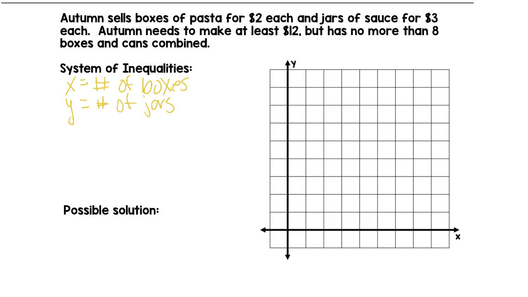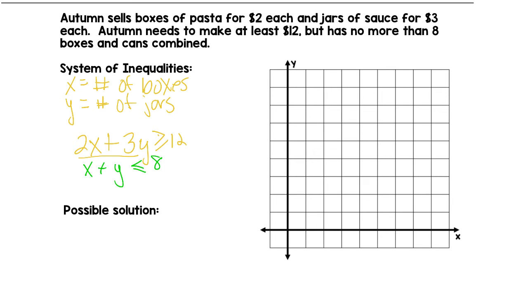So inequalities. We have two of those. $2 for boxes of pasta, $3 for jars of sauce. She needs to make at least $12, so that means this combination has to be greater than or equal to 12. She also has no more than 8 boxes and jars combined, so that means x plus y, we add those together, has to be less than or equal to 8. She has to have less than those combined together in her solution here.